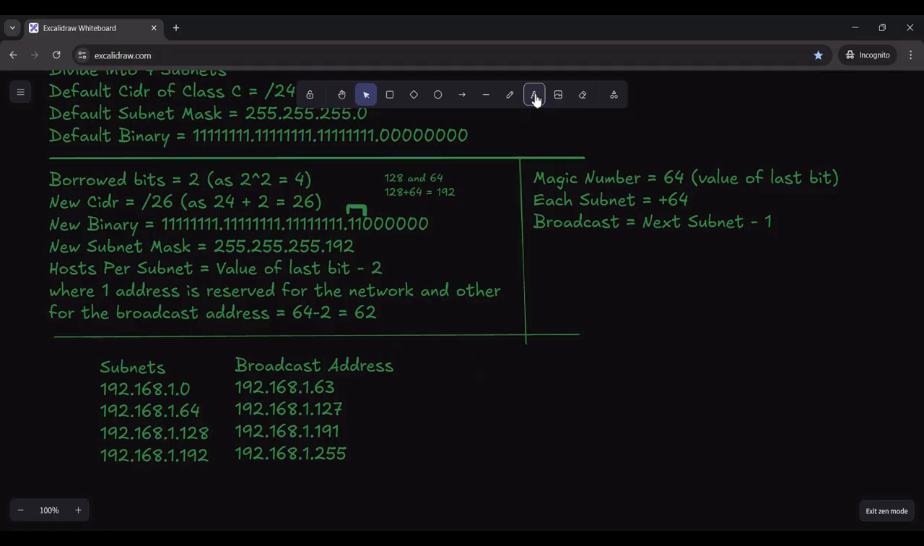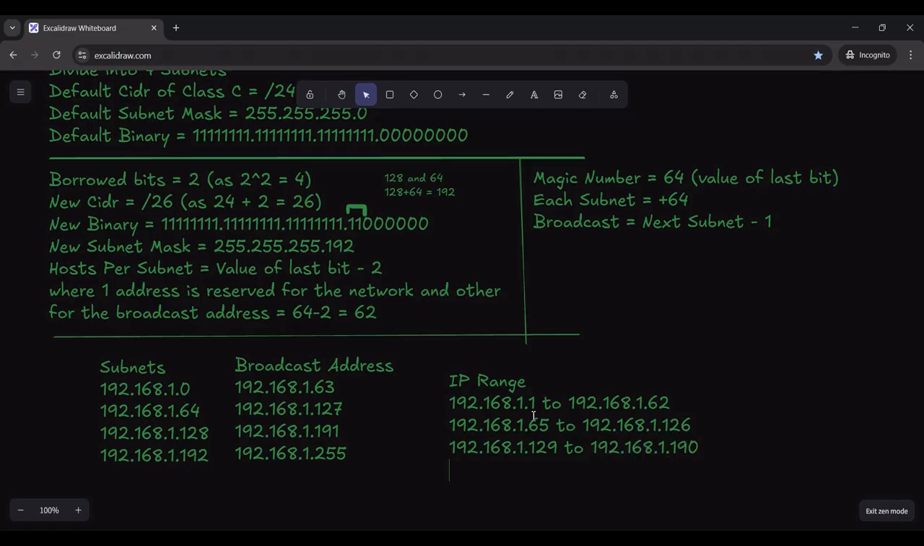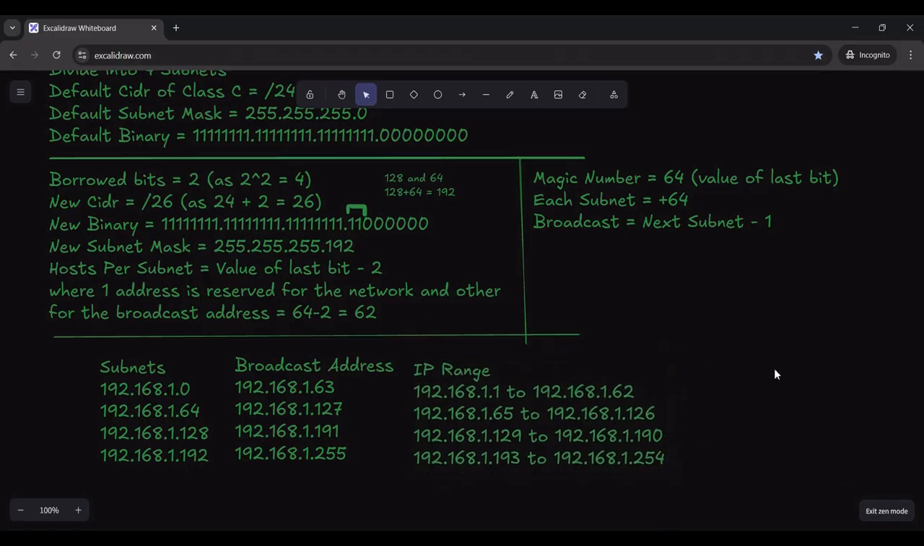So IP range means how many addresses are available inside the network. So in the first segment, we have 1.1 to 62, because 0 is reserved for the network, 63 is reserved for the broadcast. Similarly, we are going to apply this to all the rest of the subnet ranges. So these are the IP ranges in each segment. The second one, for example, 0.65 to 126, because 64 is reserved for the subnet and 127 is reserved for the broadcast address.